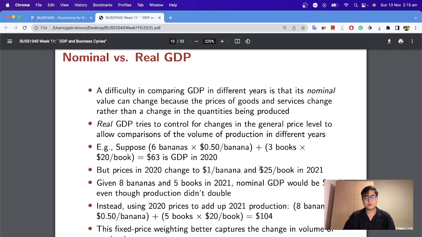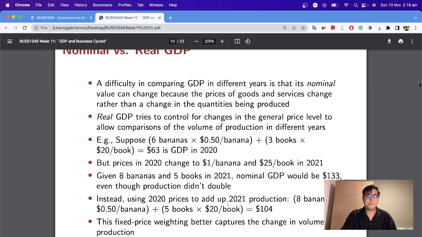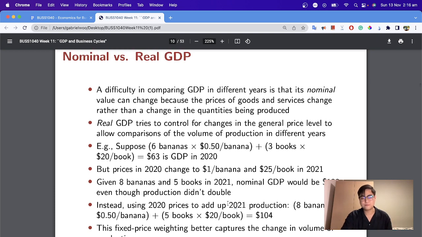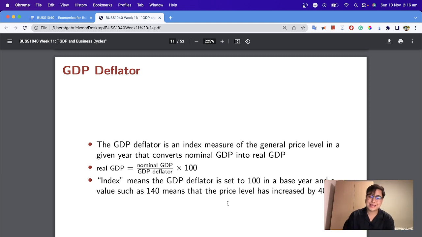This allows comparisons of the value of production in different years. So we go to an example that's not really relevant, but prices in 2020 changed by $1 per banana, for example. The fixed price weighting better captures a change in volume of production. And this is really where the GDP deflator comes in. It takes out the effect of inflation on nominal GDP figures to give you the real GDP figures. So the GDP deflator is an index, an index measure of the general price levels in a given year that converts nominal GDP, which includes inflation, into real GDP, stripped of inflation.